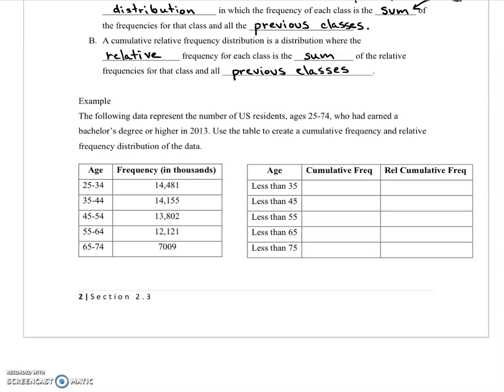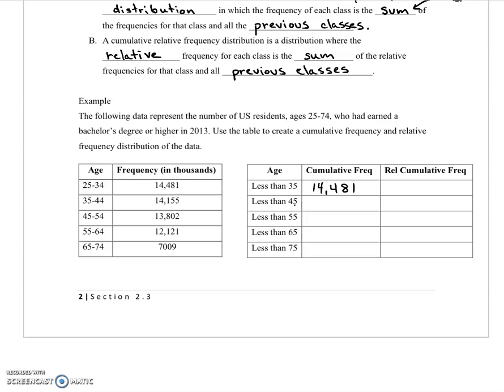And then for cumulative frequency, we just add up all the previous classes' frequencies. So for less than 35, there's just the class we're in and nothing before it. So that's 14,481.